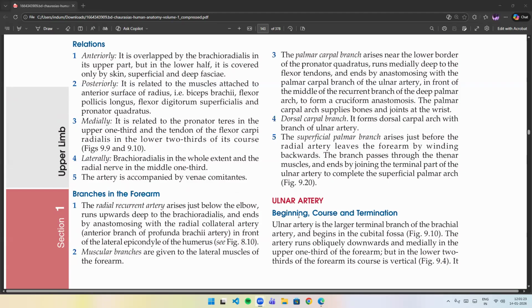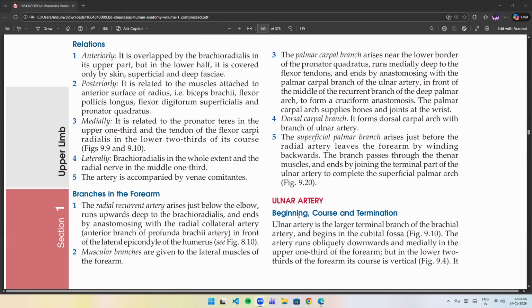Number 3. Medially. It is related to the pronator teres in the upper one-third and the tendon of the flexor carpi radialis in the lower two-thirds of its course, figures 9.9 and 9.10. Number 4. Laterally. Brachioradialis in the whole extent and the radial nerve in the middle one-third. Number 5. The artery is accompanied by venae comitantes. Branches in the forearm.